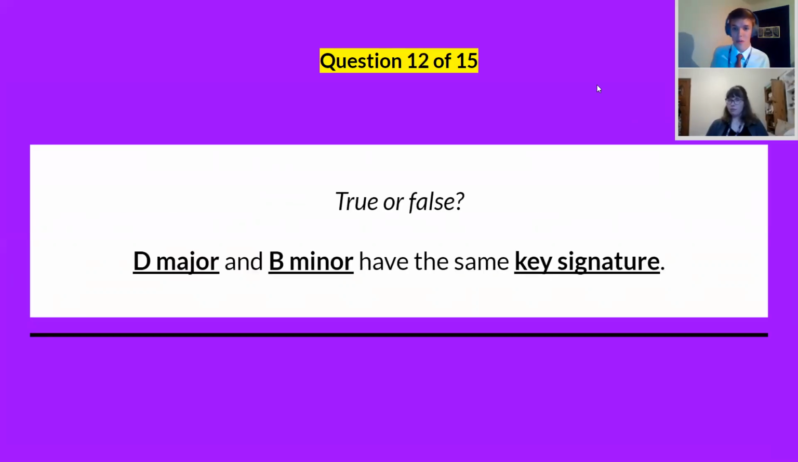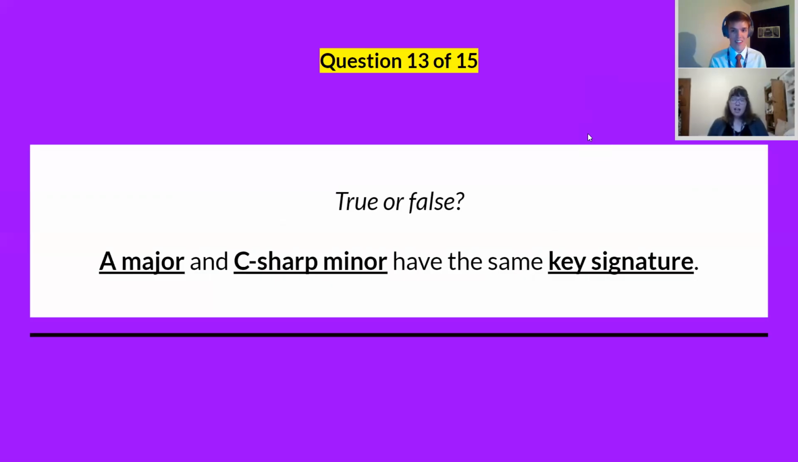Question number 12. Oh, another true or false. Lots of true or false. D major and B minor have the same key signature. So have a think. See if you know if that's true or false.